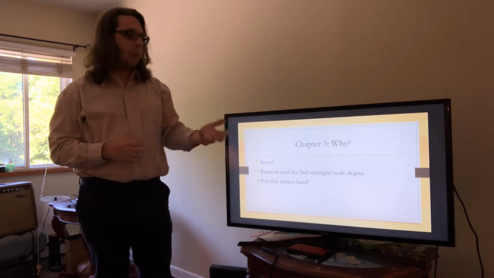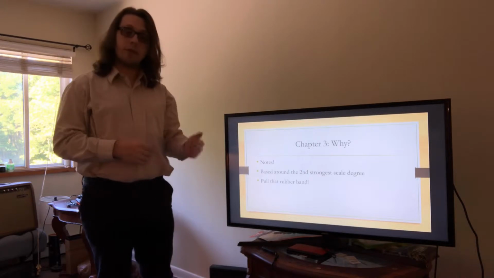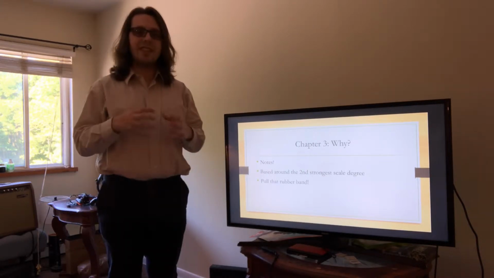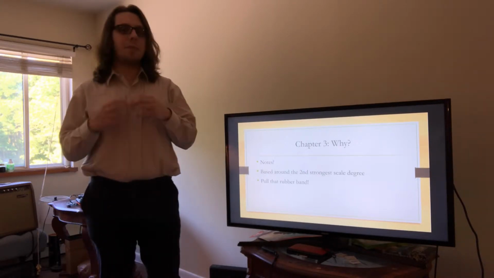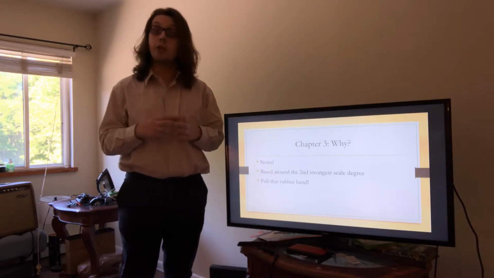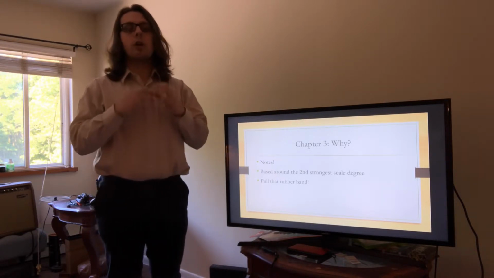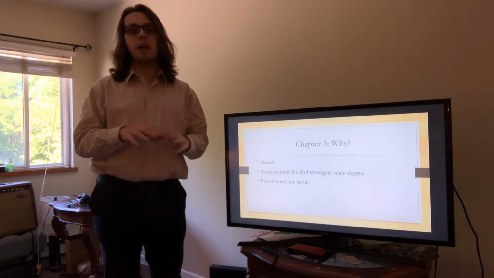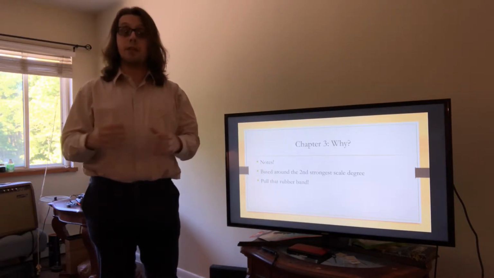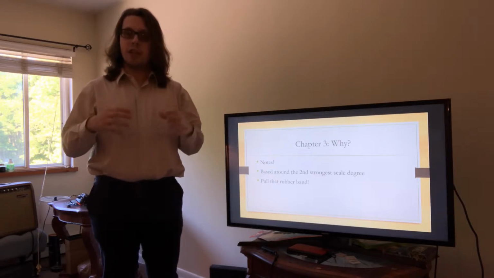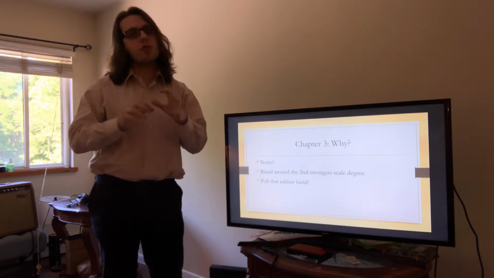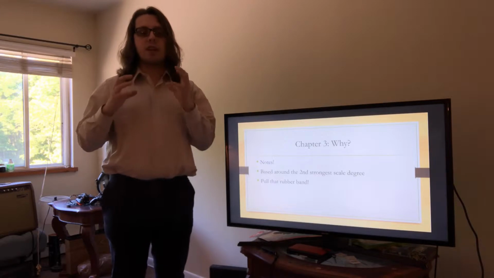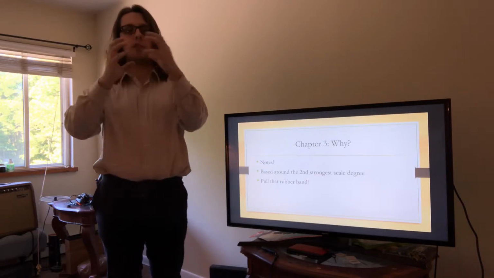Next. Chapter 3. Why? Answer? Notes. On a more detailed level, this works because it's based around the 2nd strongest scale degree. What does that mean? Well, the root in whatever key we're in is going to be the strongest thing we can play. The next strongest is the 5th. The perfect 5th based around the key is a very strong, firm interval. So any chord you make around that creates this temporary sense of home and this pull.